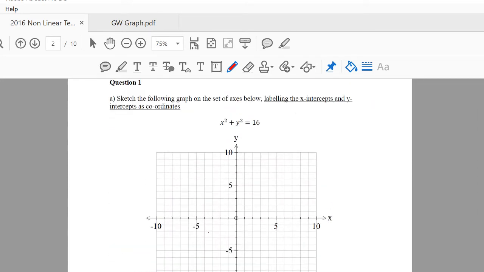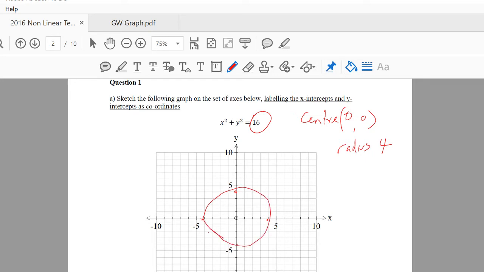Sketch the following graph on the set of axes labeling the intercepts below. X squared plus y squared. So where the center is obviously going to be at 0, 0, because there's no h and no k number. Now this number here tells us what the radius of the circle is. Remember, it's r squared, so the radius is going to be 4. So our 4 corners are going to be 4 there, there, there, and there. So our circle is going to look a little bit like that.